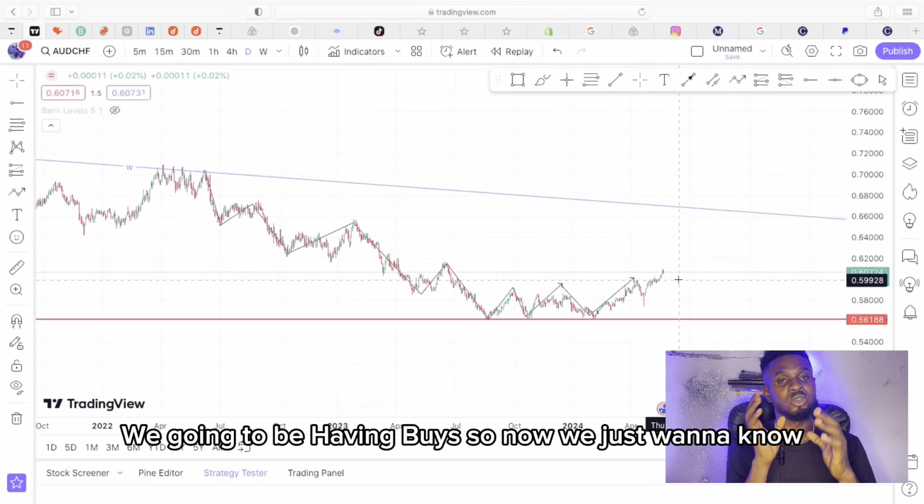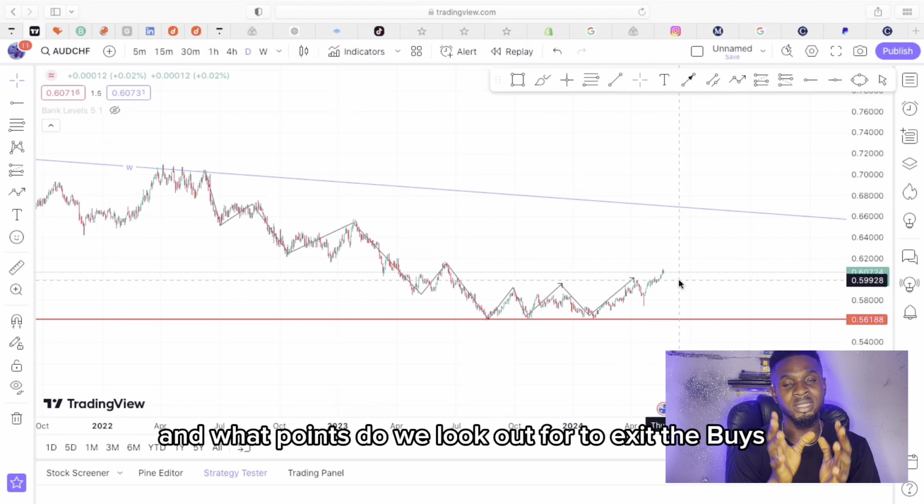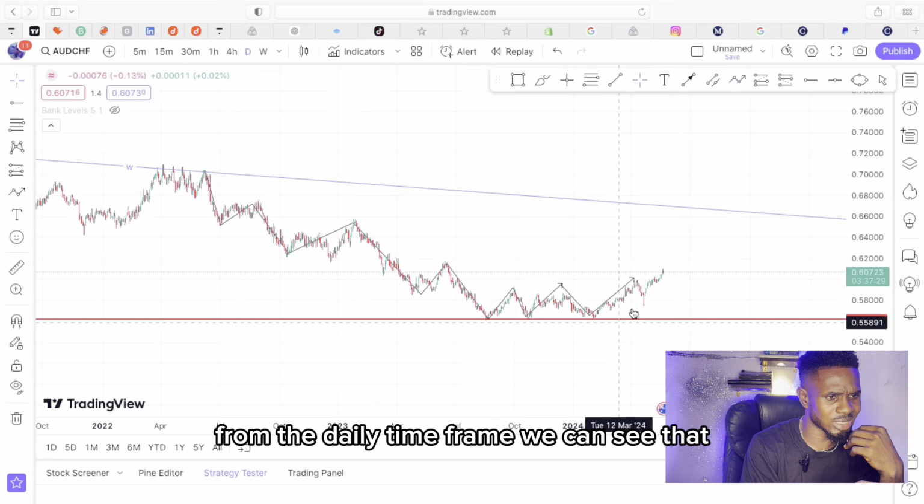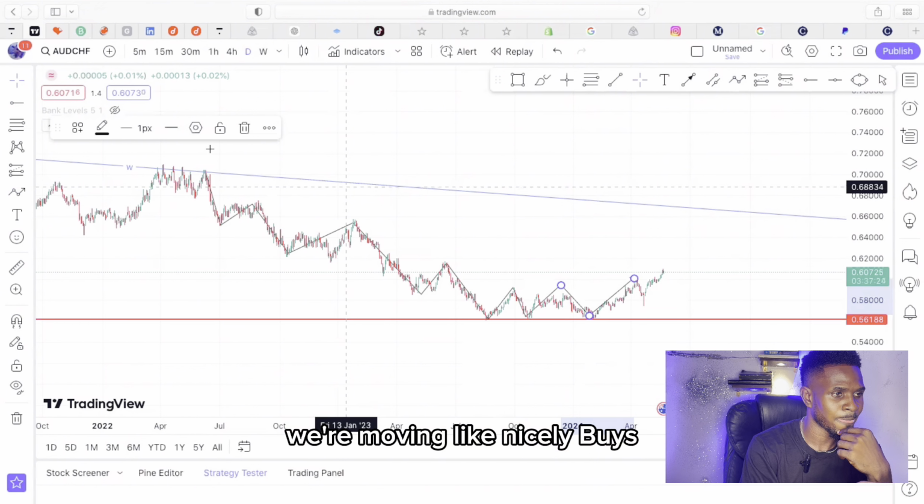So now we just want to know, how do we plug into these buys, and at what points do we look out to exit the buys? Now from the daily time frame, we can see that, okay, we're moving nicely into buys.